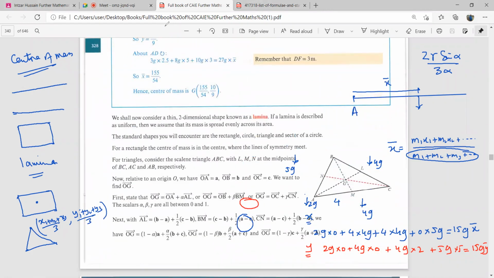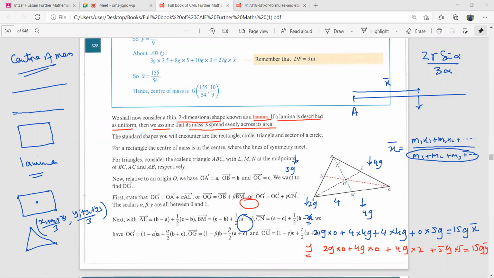Now, after the framework, we move on to the lamina. The lamina is a two-dimensional shape. If a lamina is described as uniform, then we assume, and this is very important information here, that its mass is spread evenly across its area. So when we talk about the lamina, we must first be able to find the total mass of that lamina.